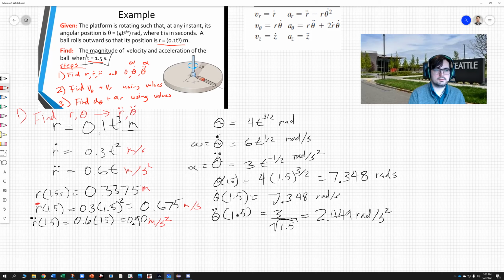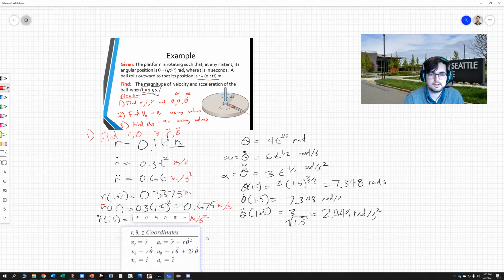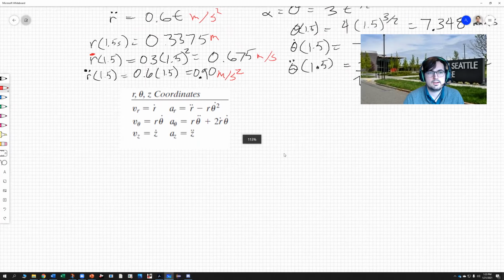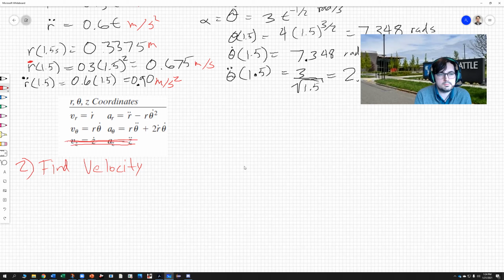We found those values. The next step is to start applying our relationships. So I'm going to move my relationships down here to make my life a little easier. I've got my values here. Now I want to find velocity. In this case, we are not really concerned about the z direction. This is only a two-dimensional problem. So let's just find v_r. Now v_r is quite simple. v_r is just going to be r dot. r dot's pretty simple to find. That's just going to be 0.675 meters per second, plugging in r dot up here.